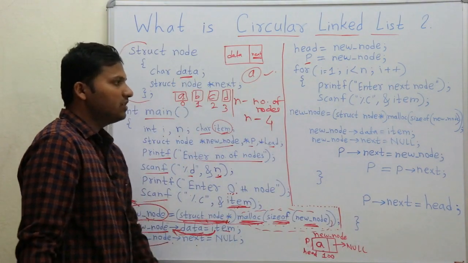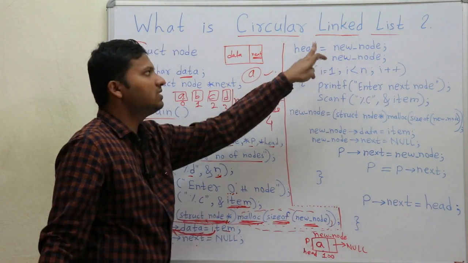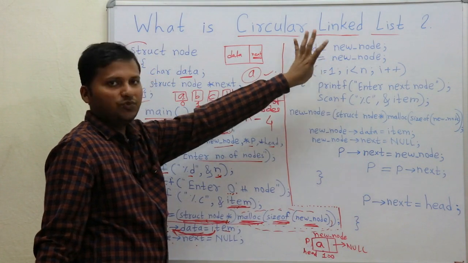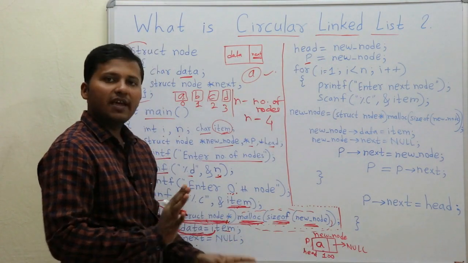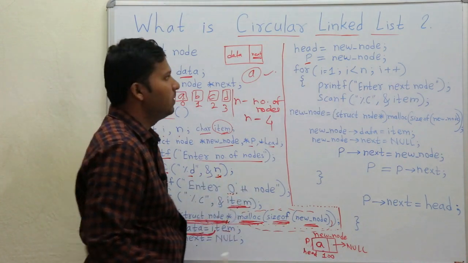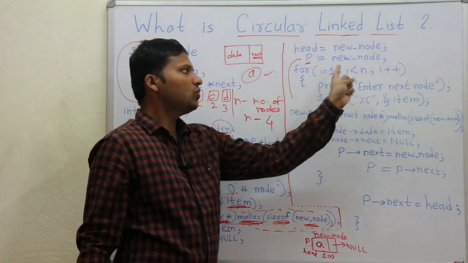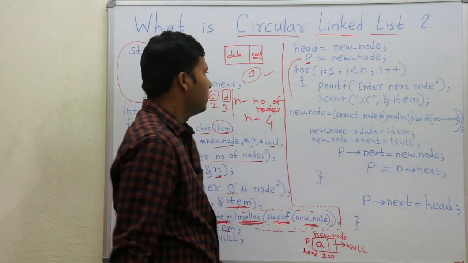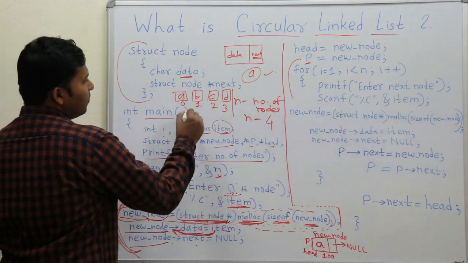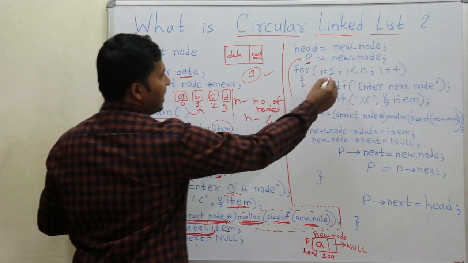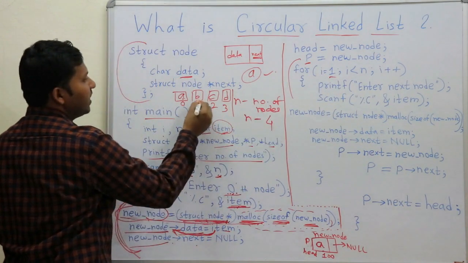So at first all these 3 pointers point to the same node. Afterwards they are assigned their work. Now let's go to the for loop. For I is equal to 1, I is less than n, I plus plus. So the 0th node is over now. Now we will go to the first node. So I becomes 1 here, as you know, the first iteration I is 1.